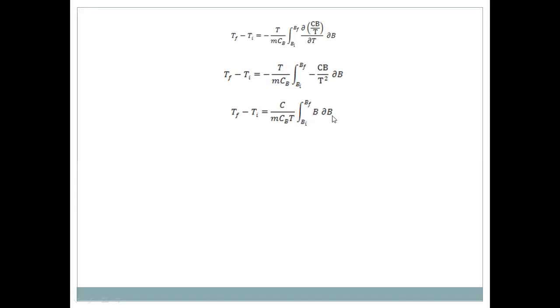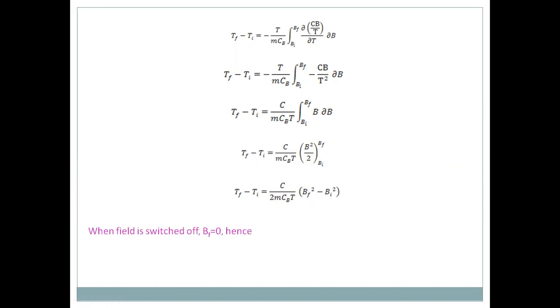We know the integration of B dB is B squared by 2. So T_f minus T_i is equal to C by mC_B T into B squared by 2. When we apply the limits, T_f minus T_i is equal to C by 2mC_B T into B_f squared minus B_i squared. We already told you B_f is nothing but the final magnetic field. In adiabatic demagnetization, the magnetic field is removed, that is, the final magnetic induction is 0. So B_f is equal to 0.